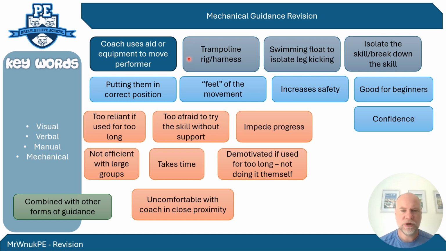So in trampolining, you might have a rig or a harness where you belt the individual up and then you hoist them in the air while they're doing somersaults. In swimming, they use floats, so you could isolate a leg kick when they're holding their float as they're swimming. Another aspect that is easy to do is just to break a skill down, any sort of skill, and isolate particular parts of that skill. So that's why you would use it.